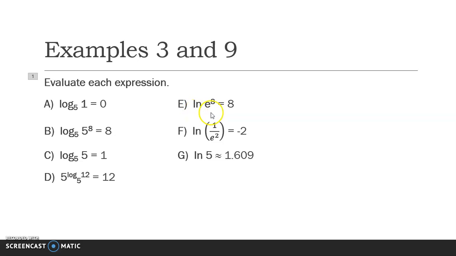Natural log base e of e to the 8th, so that's saying e to what power is e to the 8th? Well, that's just 8. This is e to the negative 2 power if you make this just a power. So the natural log and the e will cancel each other out. So it's just negative 2. And this I just put in my calculator. There's a natural log button on your calculator, and you just type in natural log 5 and hit enter. And I just rounded to 3 decimal places.